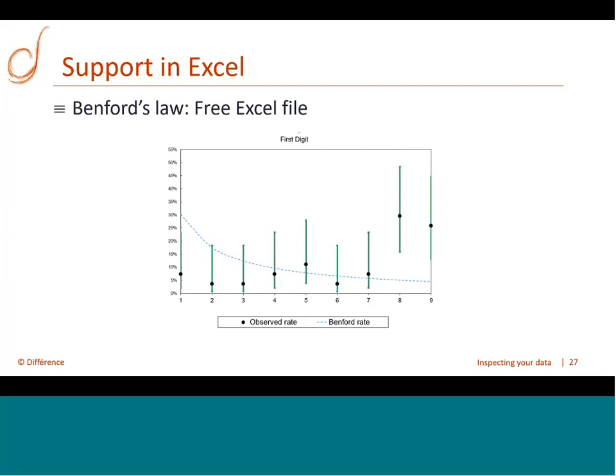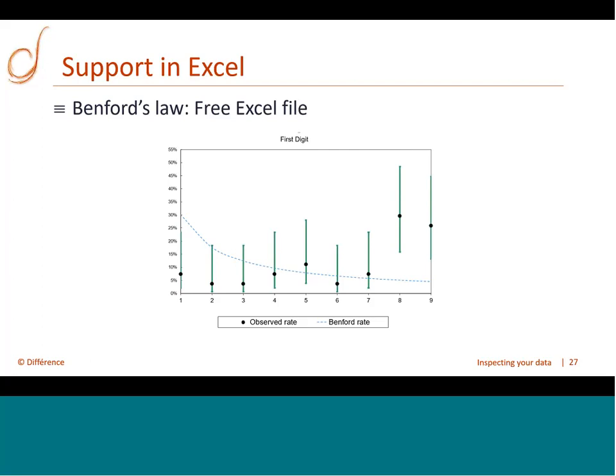So, for example, how I would interpret this output: the blue dotted line is what I would expect as a proportion according to Benford's law. The black dot is the proportion I saw in my data set. Here in this data set, approximately 7% of my numbers have a 1 as a first digit, which is much lower than the 30% expected. And the green line is the confidence interval around that number.